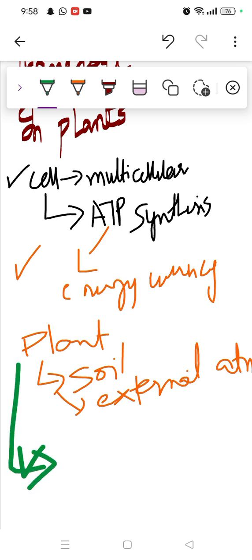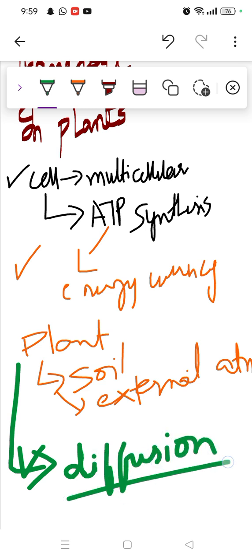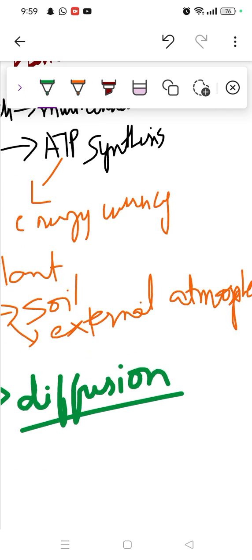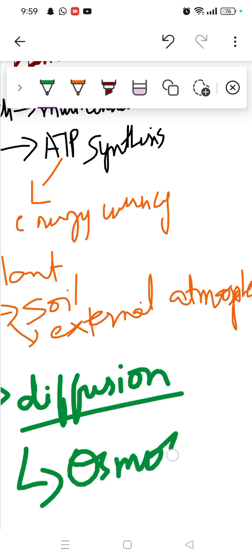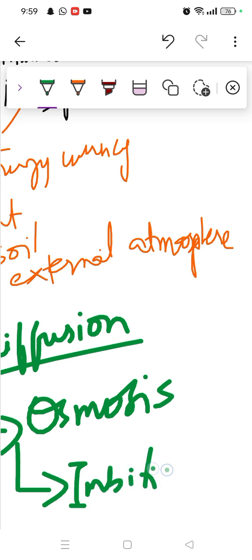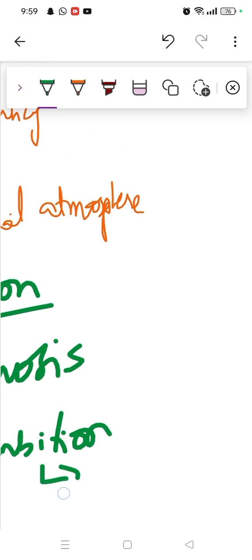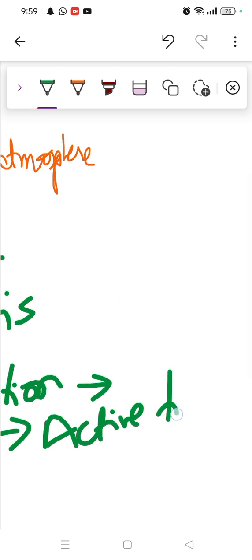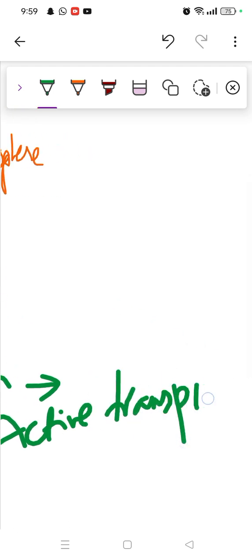If we just start with diffusion, I'm not writing a definition, but diffusion is movement from higher to lower concentration. The second process is osmosis, which is movement of water from higher to lower concentration. The third one is imbibition, if I'm not wrong, which means seed movement is called imbibition. Then we have active transport, which means it requires ATP synthesis.